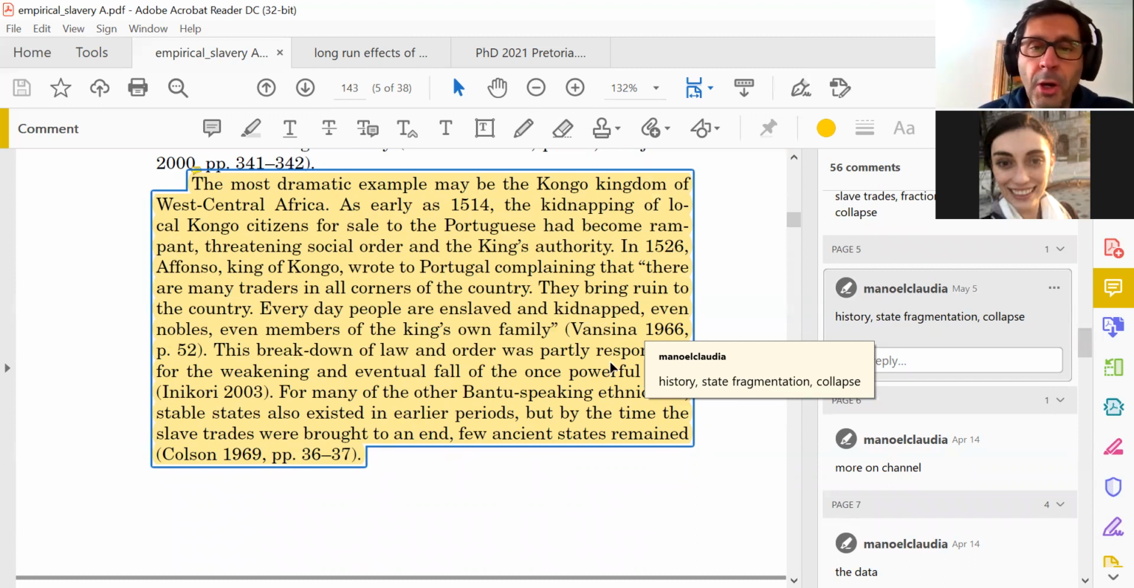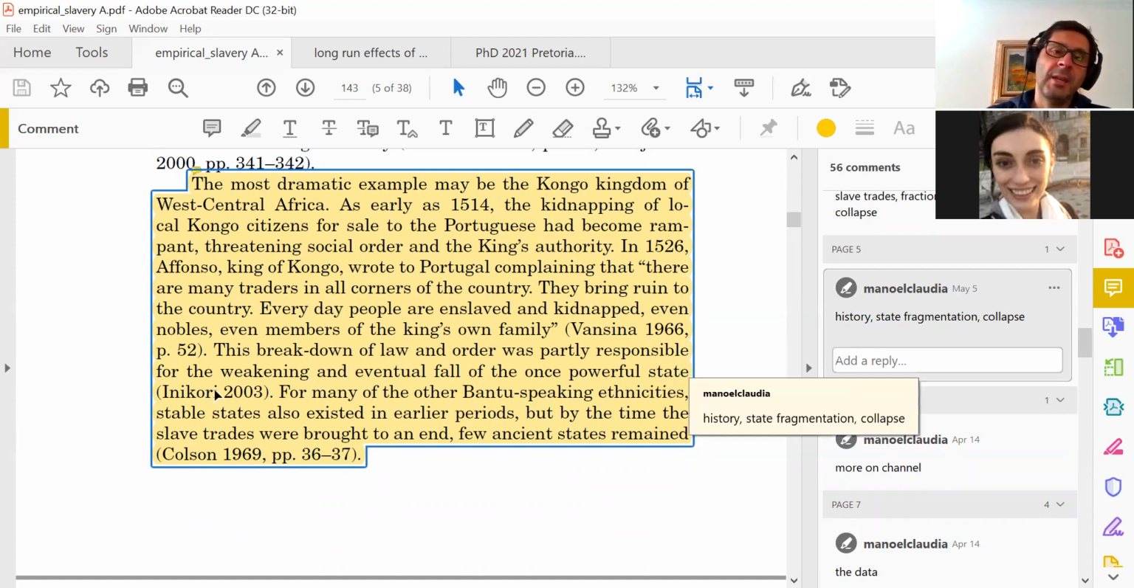This breakdown of law and order was partly responsible for the weakening and the eventual fall of the once powerful state of the Congo, in fact, of the Kuba Kingdom. For many of the other Bantu-speaking ethnicities, stable states also existed in earlier periods. We saw 2 weeks ago the pre-colonial institutions also existed in early periods, but by the time the slave trades were brought to an end, few ancient states remained.